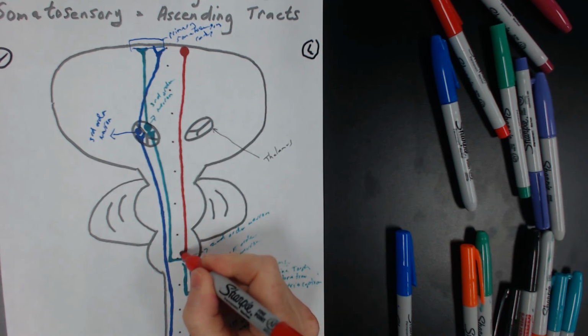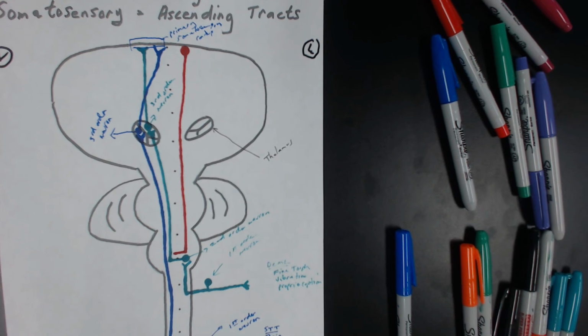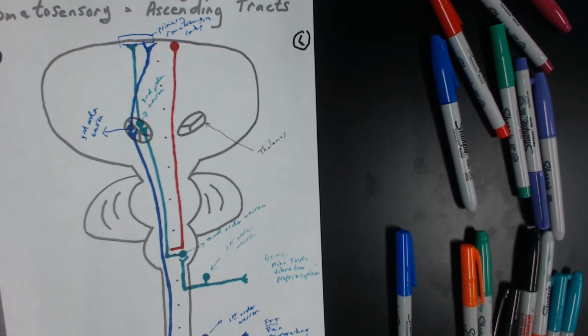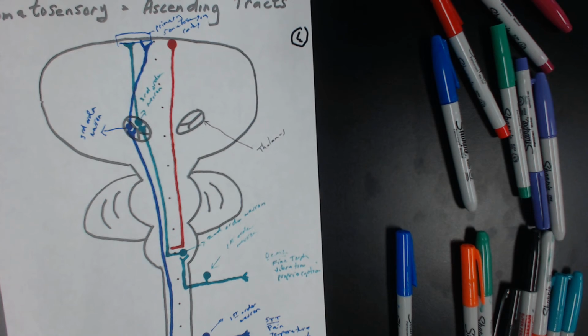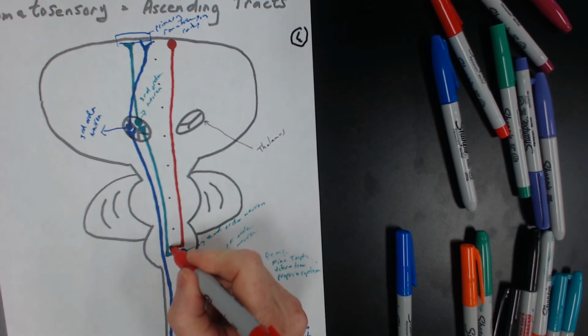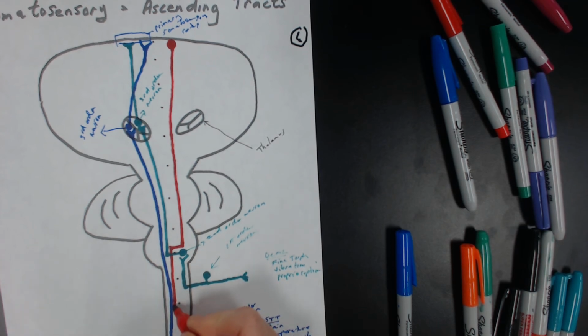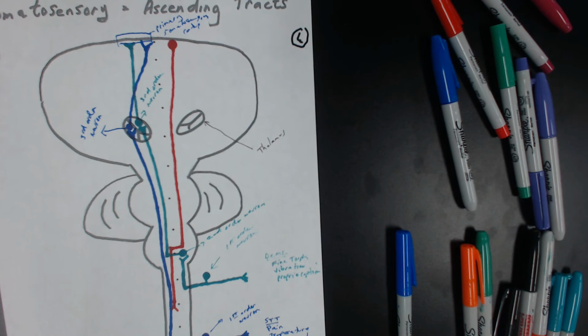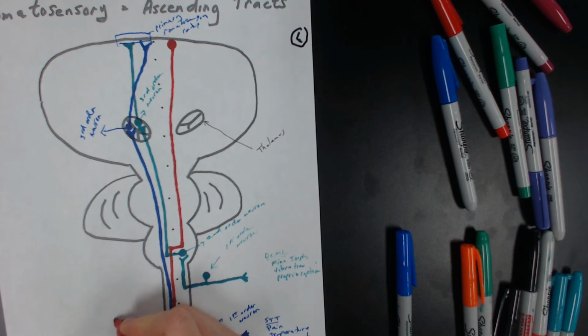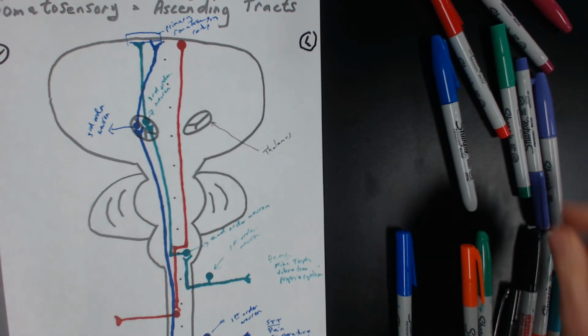This axon decussates, or 90% decussates to the opposite side. Okay? Then, once it decussates to the opposite side, it comes straight on down the spinal cord and synapses with a neuronal cell body that exists in the spinal cord right here. Okay? And that neuronal cell body sends out axons that are going to innervate skeletal muscles.